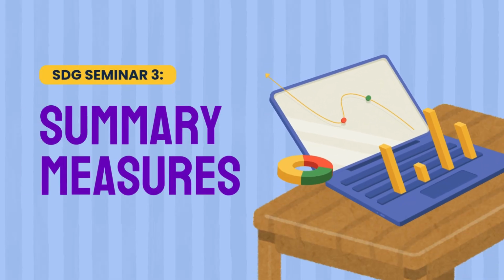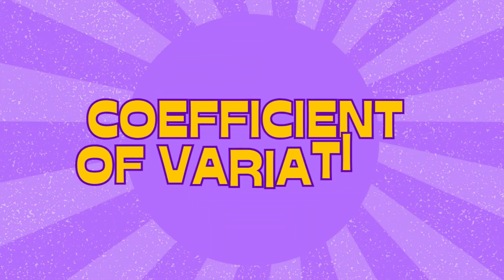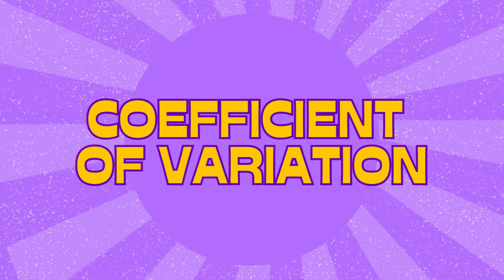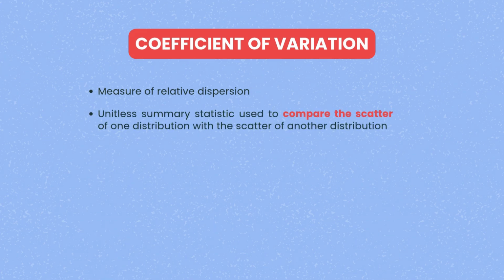Summary measures. Coefficient of variation. Next, we have the coefficient of variation, which is a measure of relative dispersion. By definition, it is unitless. A summary measure used to compare the scatter of one distribution with the scatter of another distribution. What do we mean by unitless?